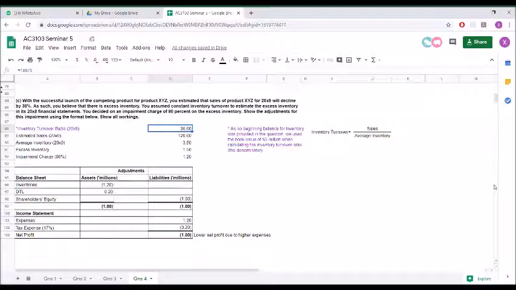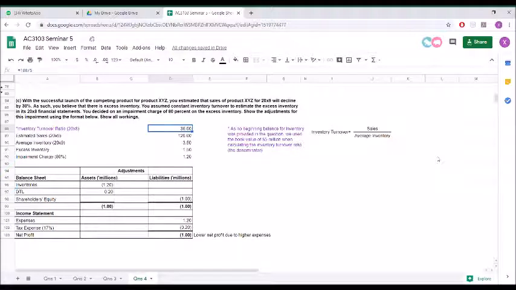So for part C, with the successful launch of the competing product for product XYZ, we estimated that sales of product XYZ for 20X9 will decline by 30%. As such, we believe that there is excess inventory, and you assume constant inventory turnover to estimate the excess inventory in its 20X8 financial statements. And also you decided on an impairment charge of 80% on the excess inventory. Show the adjustments for this impairment using the format below.